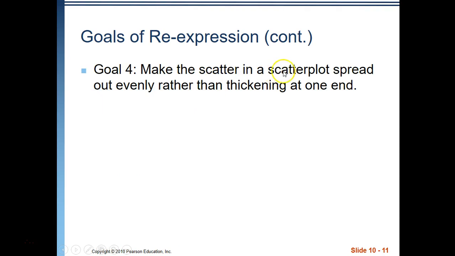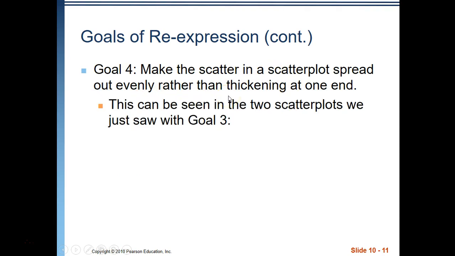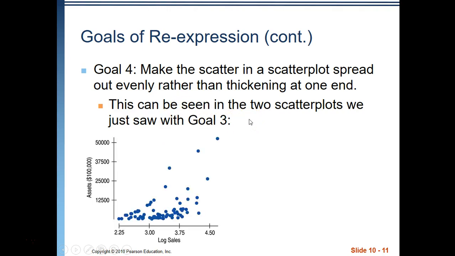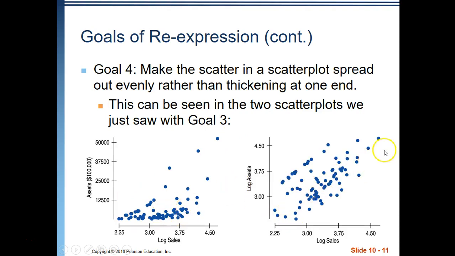Goal 4: make the scatter in the scatter plot spread out evenly rather than thickening at the ends. This can be seen in the two scatter plots we just saw. Right there, really clustered. I logged both of them. It kind of spread it out a little bit. All right.